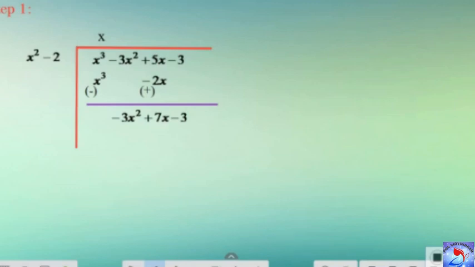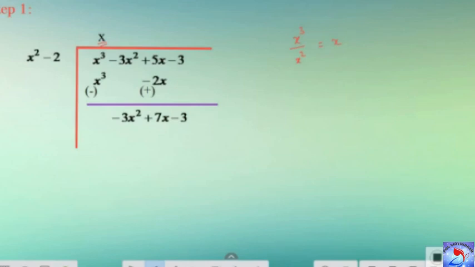The dividend here is x cube minus 3x square plus 5x minus 3. The first term of the dividend is x cube. The first term of the divisor is x square. So the first step to do our division is to divide the first term of the dividend by the first term of the divisor, that is x cube by x square, which is nothing but x. This is why we have x in the quotient. This is not the complete quotient, this is a part of our quotient.